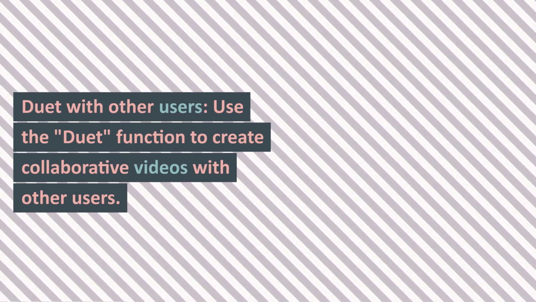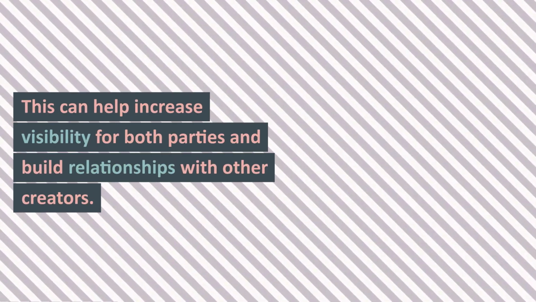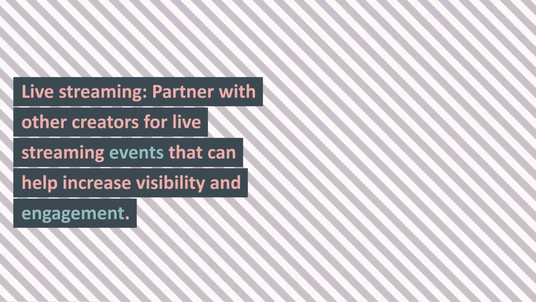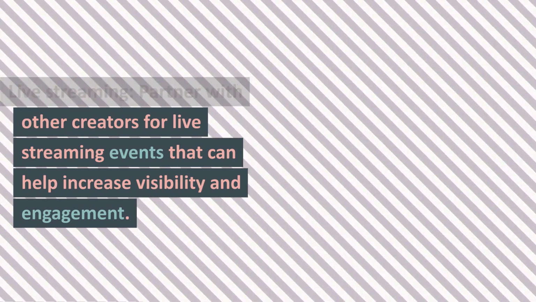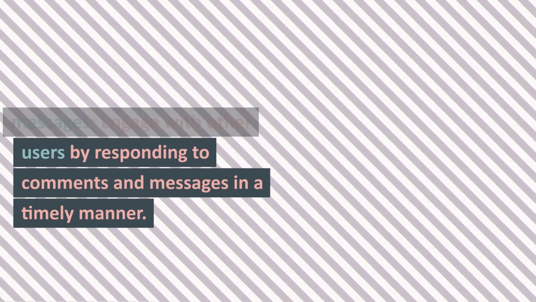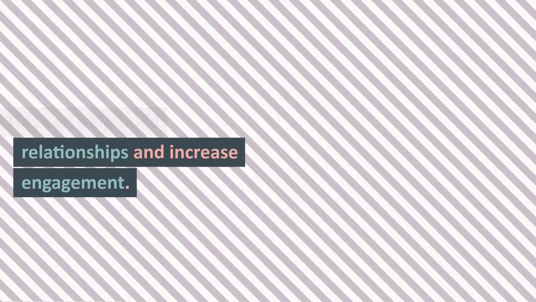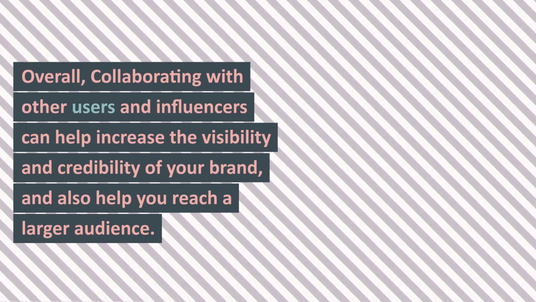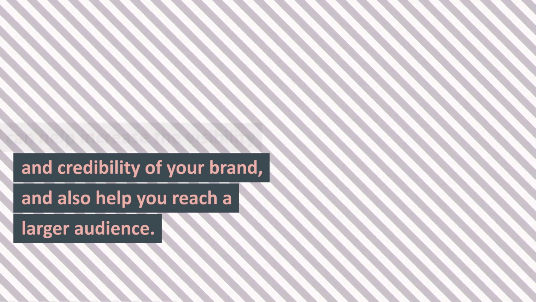Duet with other users. Use the duet function to create collaborative videos with other users. This can help increase visibility for both parties and build relationships with other creators. Live streaming. Partner with other creators for live streaming events that can help increase visibility and engagement. Respond to comments and messages. Engage with other users by responding to comments and messages in a timely manner. This can help build relationships and increase engagement. Overall, collaborating with other users and influencers can help increase the visibility and credibility of your brand, and also help you reach a larger audience.